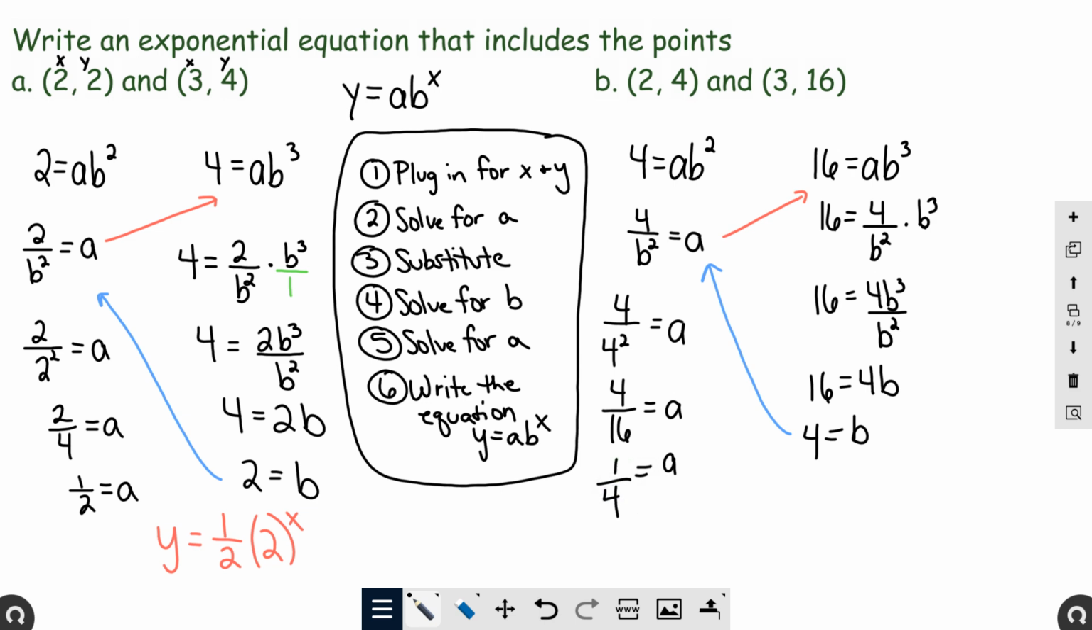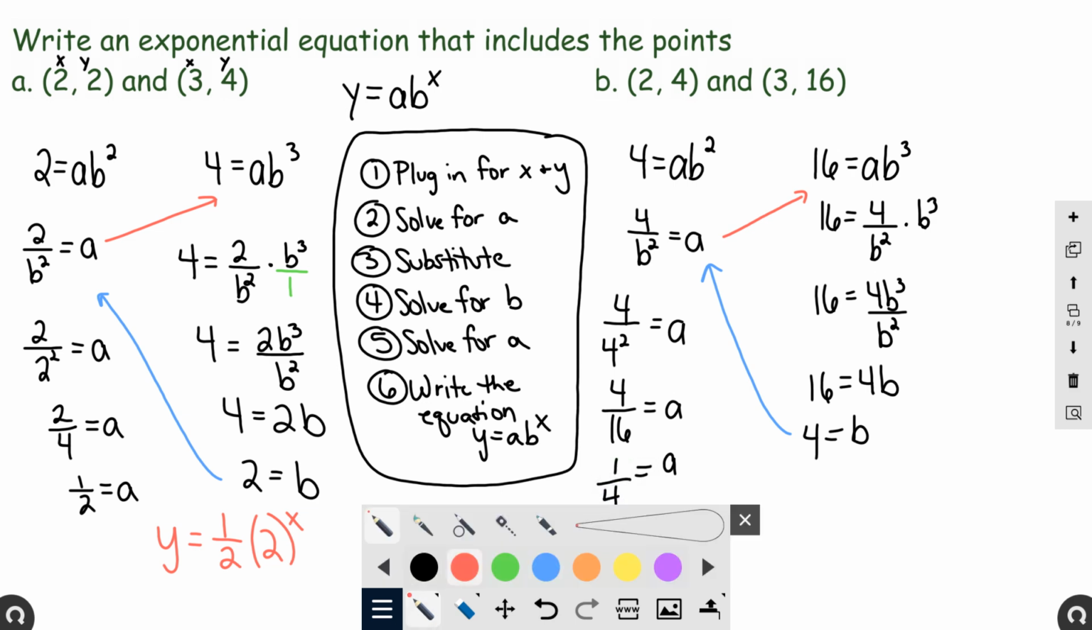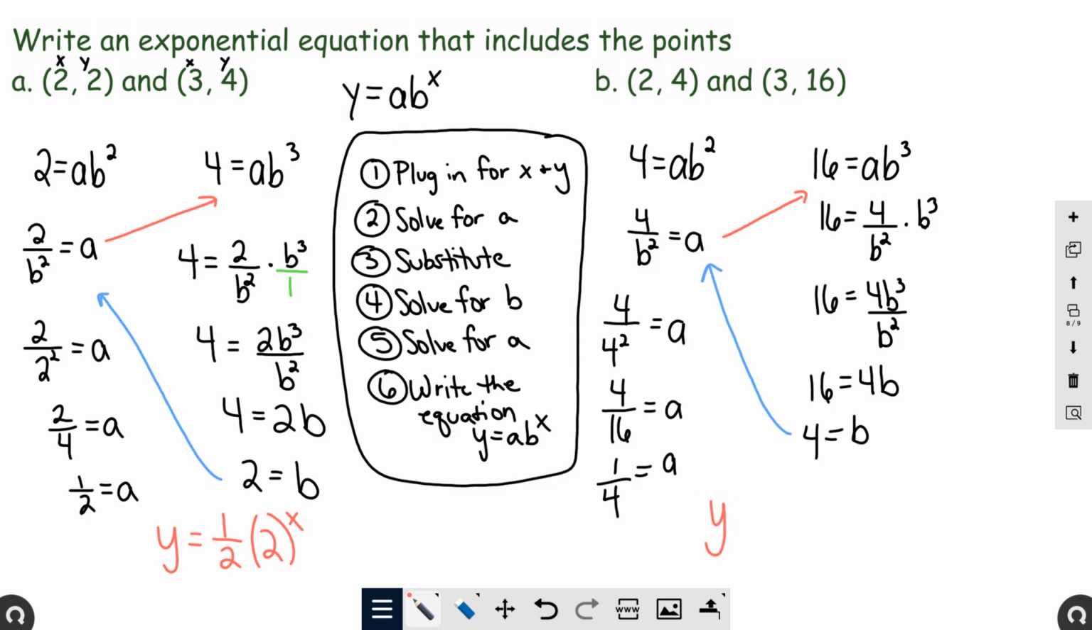I tried to pick similar problems so that way y'all would have good examples in your notes. Don't forget to write your final answer as the equation. Y equals ab to the x. But you might have different numbers when it's time to do your homework. So just look at what you have. Follow the steps. Go through and simplify.